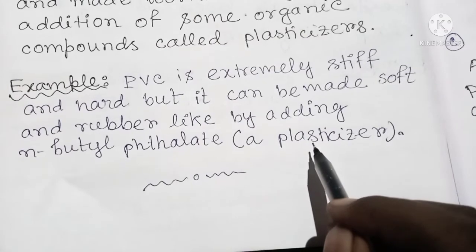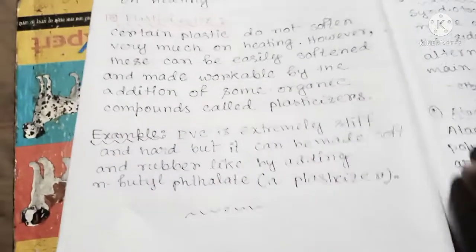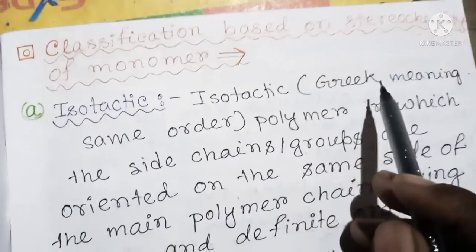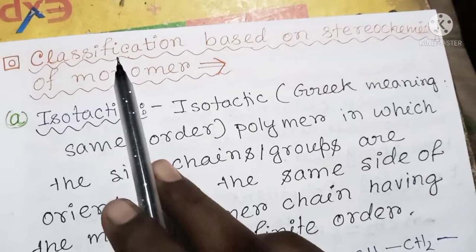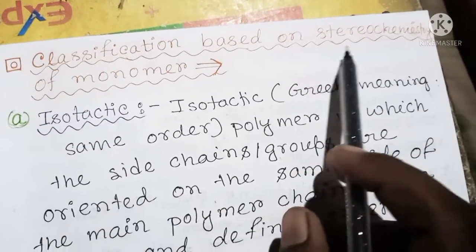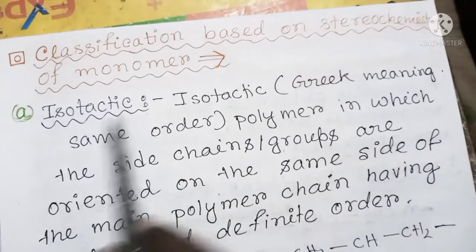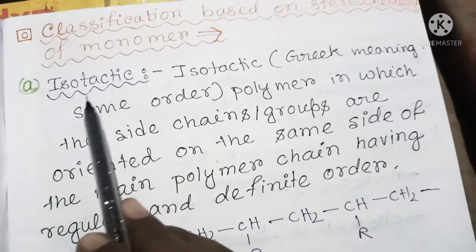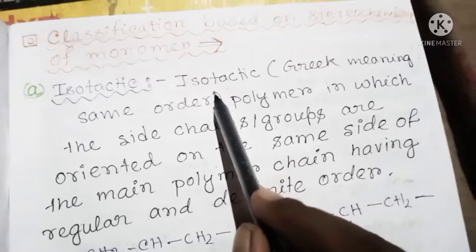Okay, next topic is classification based on stereochemistry of monomer. First one is isotactic. The Greek meaning of isotactic is same order.